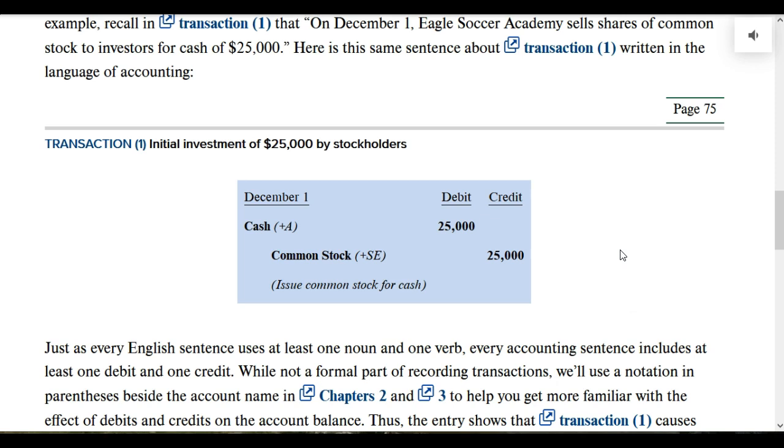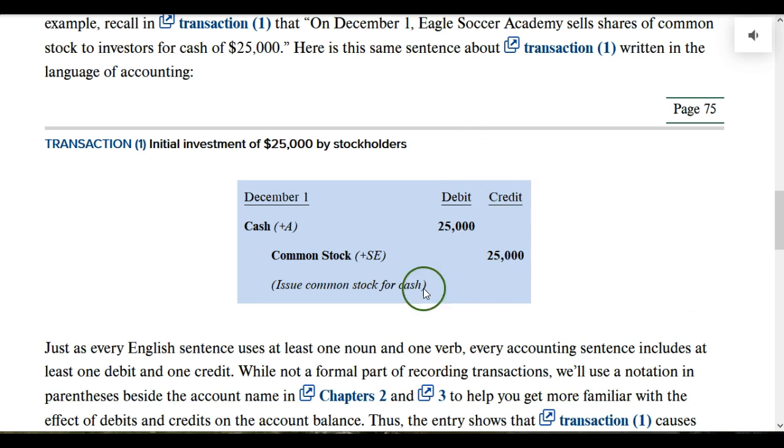So here's a journal transaction. Remember, when we sold stock to the stockholders, cash increased $25,000 and the common stock account increased $25,000. So the journal entry would be debit cash, $25,000, credit common stock, $25,000. Now if you notice here, debit is put in the left column and credit into the right column.